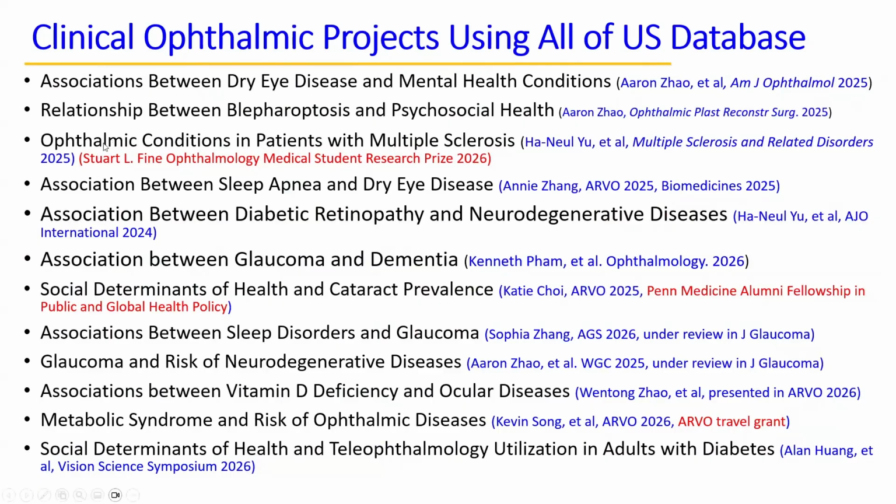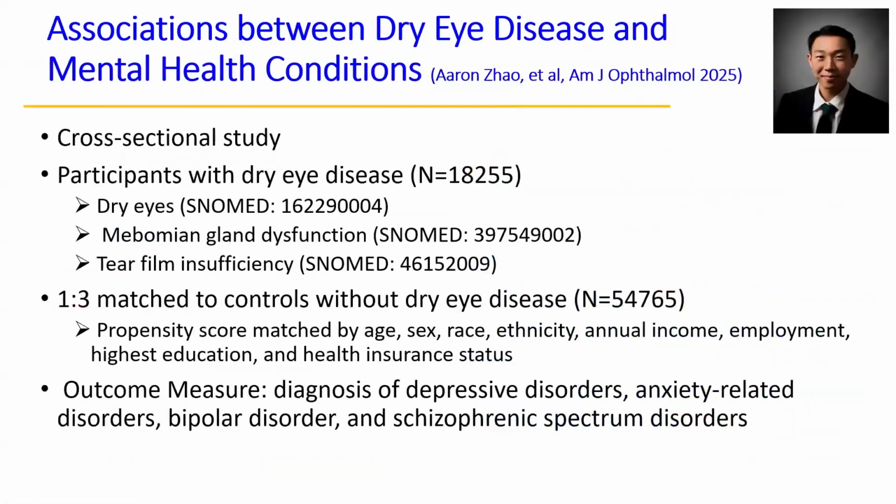I will not go through each project in detail, but I want to highlight one, which is the first project I worked on with All of Us, with Alan Zhao, studying how dry eye disease is associated with mental health conditions. This is a cross-sectional study, and we used SNOMED codes to identify dry eye disease, including dry eye, meibomian gland dysfunction, or tear film insufficiency.